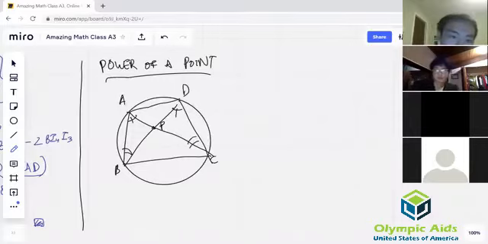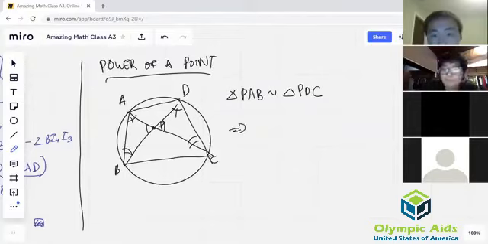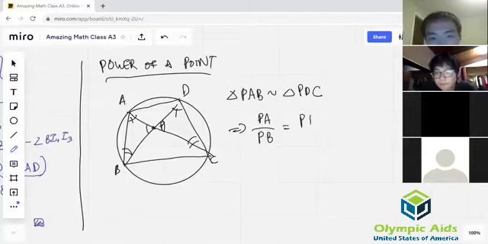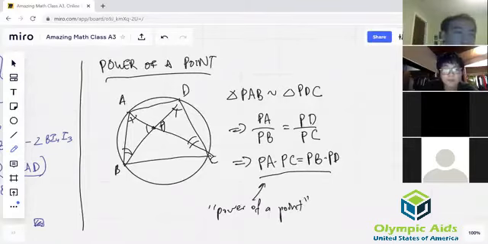And then we also know that this angle equals this angle, since they're opposite angles, it's like symmetric. So this tells you that triangle PAB is similar to triangle PDC. And we can use the length condition that comes out of this, PA over PB equals PD over PC. And this will tell you PA times PC equals PB times PD. This is referred to as the power of a point theorem.